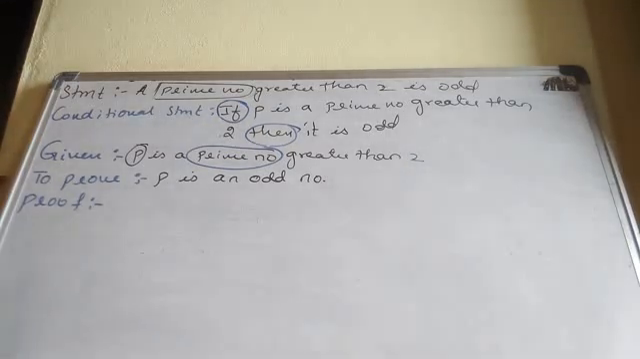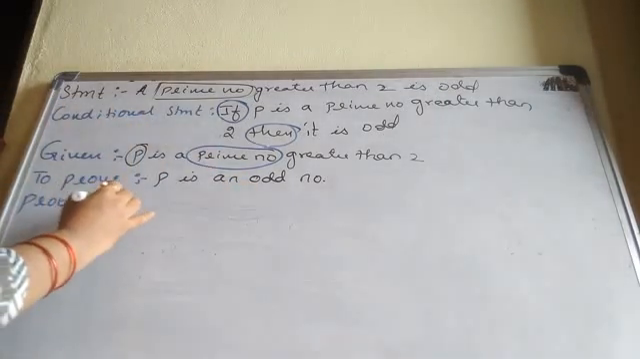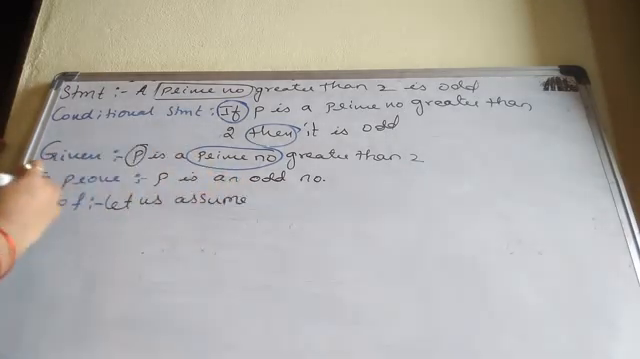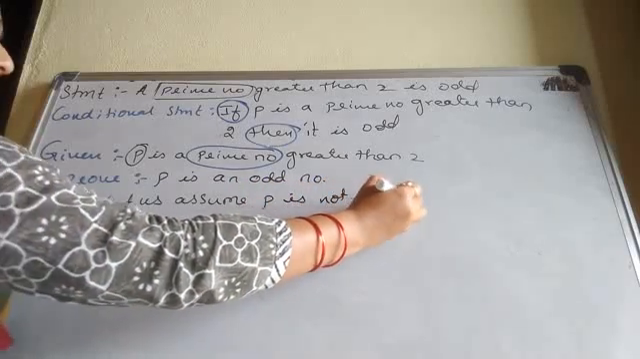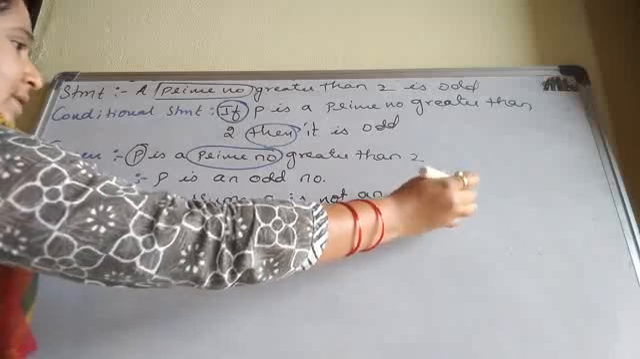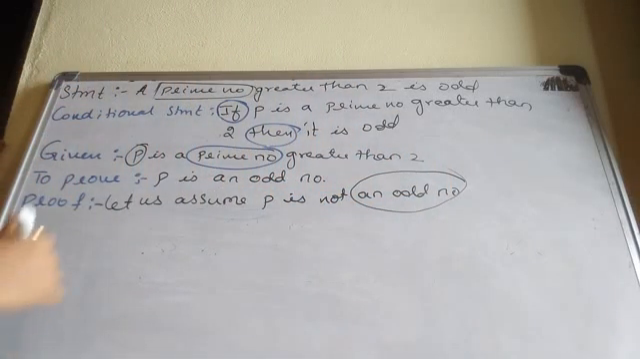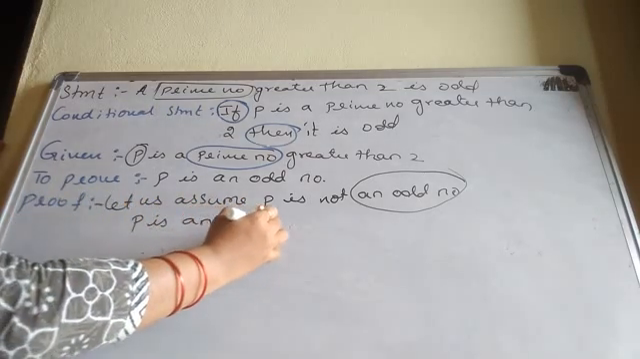Students, that is our given from the statement. Now how to prove this theorem by using indirect proof? I can't prove directly that it is an odd number. So first I'll assume. Let us assume P is not an odd number. If it is not an odd number, what will it become? An even number. P is an even number.